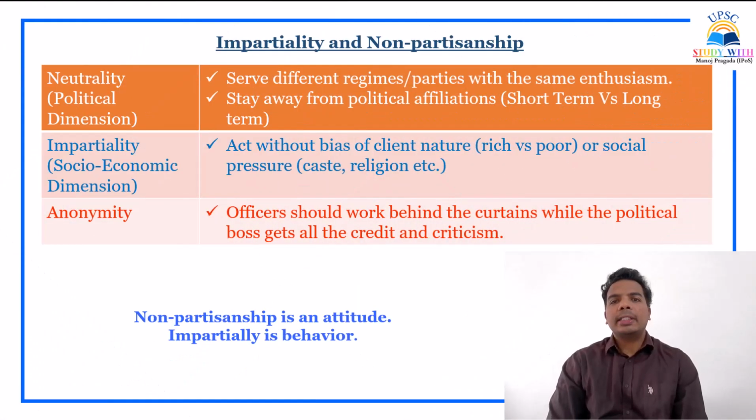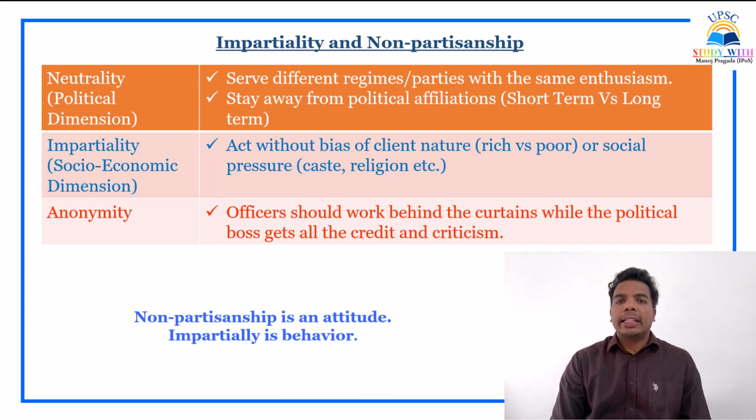So, first is impartiality and non-partisanship. What is impartiality? What is non-partisanship? Non-partisanship is an attitude and impartiality is behavior. As we discussed in chapter 2, what is attitude and what is behavior? A person develops his attitude due to various factors. According to his attitude, his behavior will be manifested. So, here we are saying that non-partisanship is an attitude and impartiality is behavior.